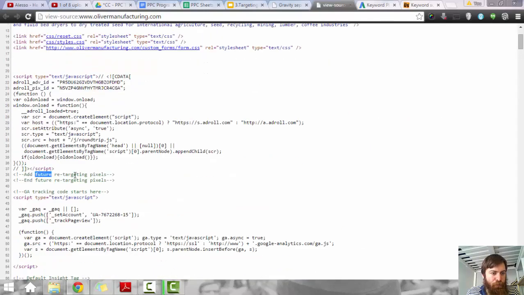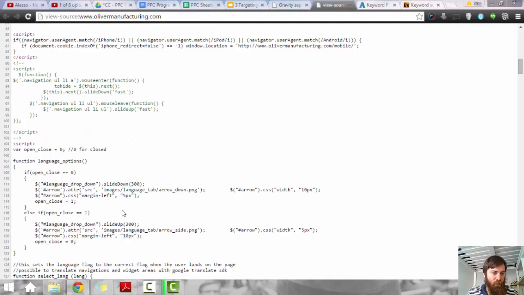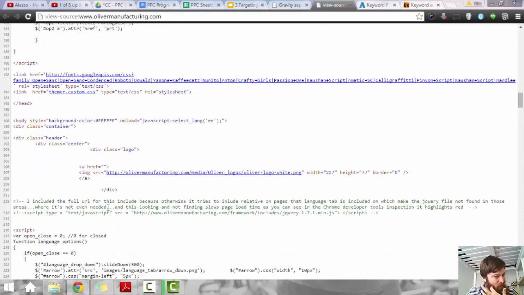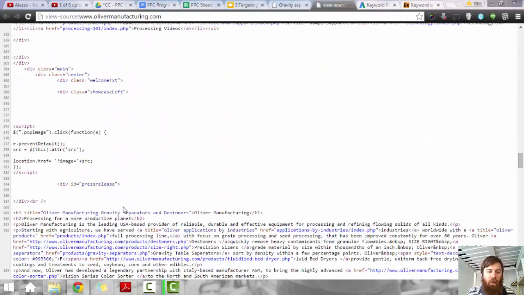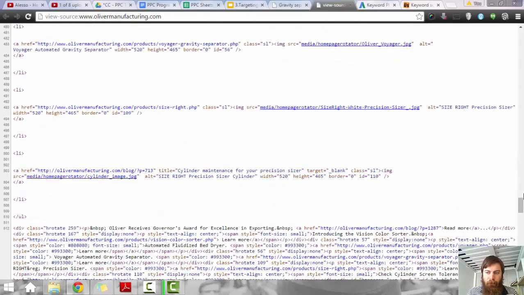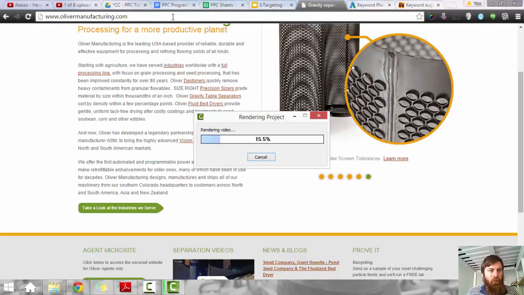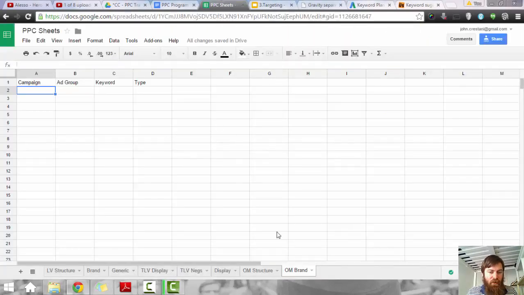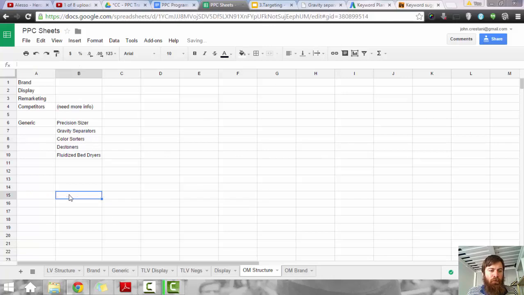They're using AdRoll. They're also using Google Analytics. Bezo, which is another type of retargeting platform. So you can actually learn a lot by going into view source and figuring out what people are doing. So I'm gonna save some of these keywords right here. Not sure if they'll come in handy.